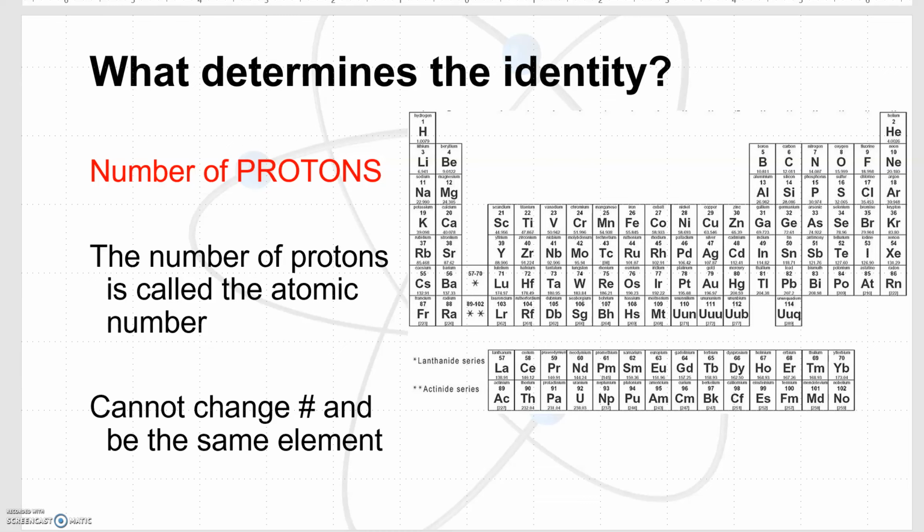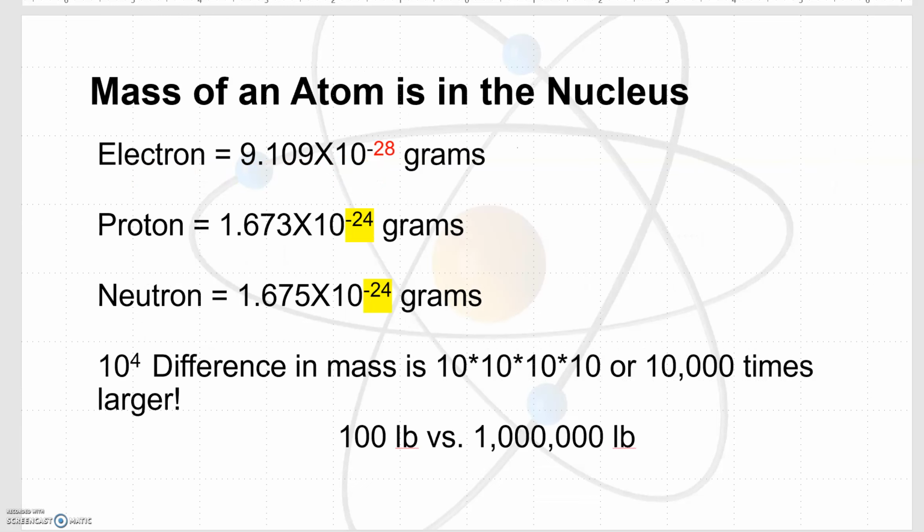All right, so you can't change that number and be the same element, okay? And you can always find the number of protons for an element if you have your periodic table. That's right, you should always have your periodic table.